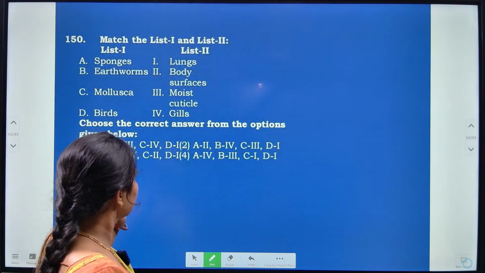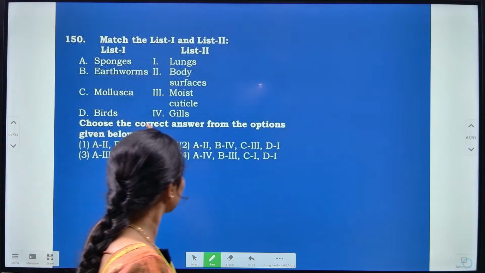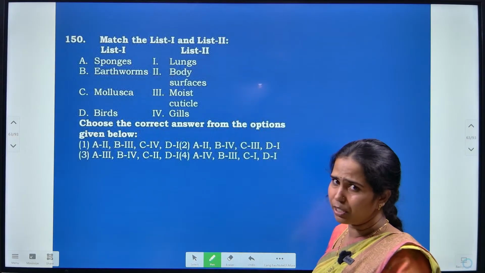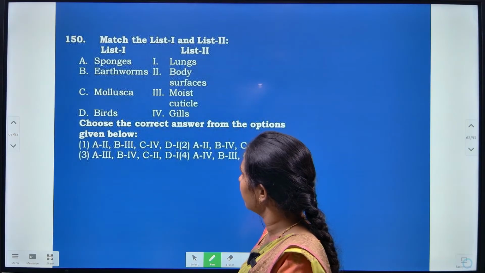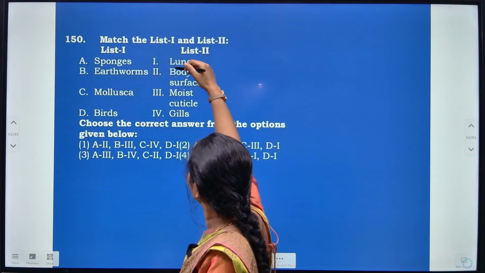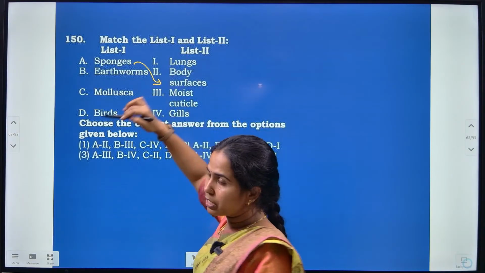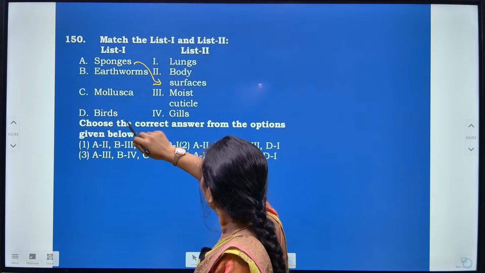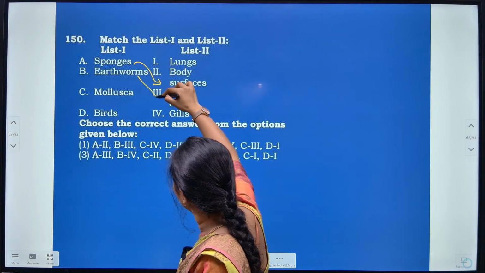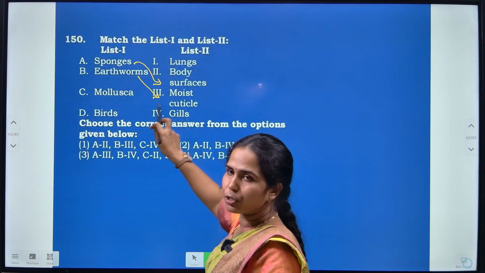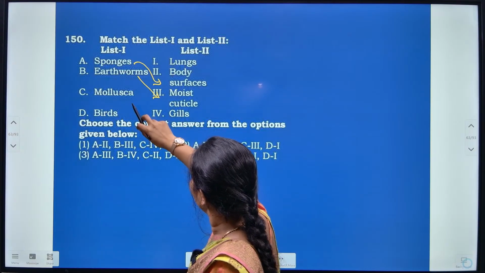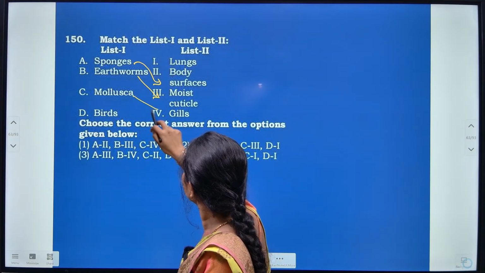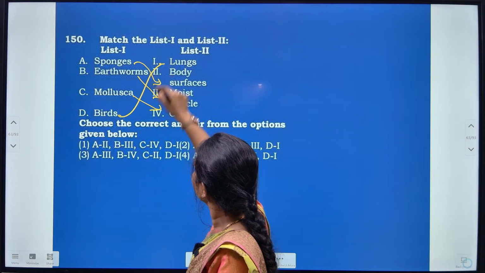Yes, I think this is a question on organisms of the respective phyla, and they have given the respiratory organs through which these animals respire here. Sponges are going to respire through their body surface here, yes, the poriferans. Earthworm belongs to phylum Annelida, and annelids, specifically the earthworm, are going to respire through the moist cuticle. And what will the mollusca respire through? They respire through the gills here, and birds respire through the lungs here.